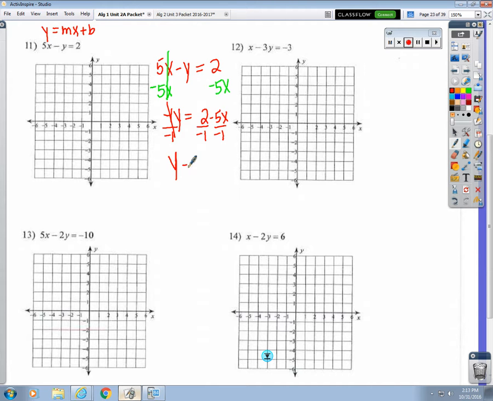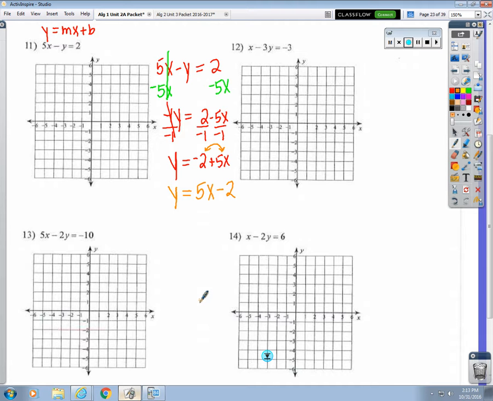So y equals 2 divided by negative 1 is a negative 2. Negative 5 divided by negative 1 is a positive 5. And then the x goes on that one. And then the only other thing you really need to do is, that's out of order. B and mx are out of order, right? The positive 5x needs to be first because that's your mx, and your b goes last. You just switch them at that point.